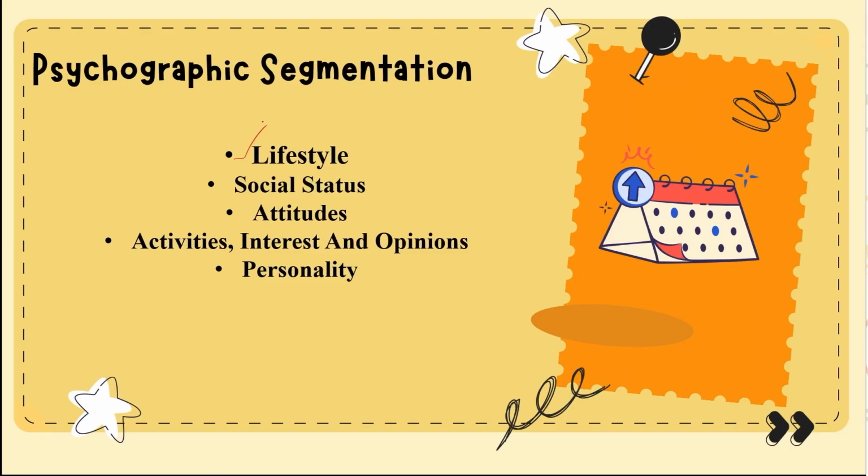So, certain other explanation, certain other parameters are also required. So, what might it be? That is what the psychography is. Psychography talks about the lifestyle. Psychography talks about the social status, it talks about the attitude, it talks about the activities, interests, opinions, and the personality.